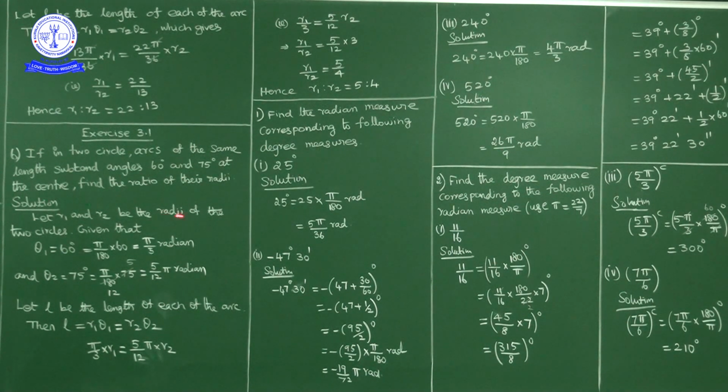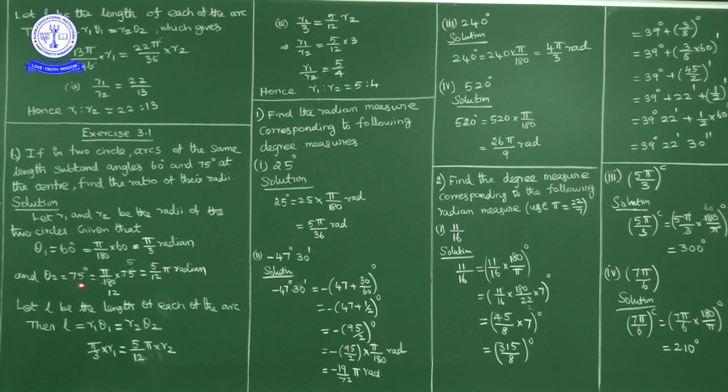Let R1 and R2 be the radii of the two circles. Theta 1 is given in terms of degrees, we have to convert it in terms of radians, because in the formula L is equal to R theta, theta is in radians. Theta 1 is 60 degrees, which is nothing but pi by 3 radians. These are basic things you have to know. 60 degrees is equal to pi by 3 radians, because 180 degrees is equal to pi radians; divide both sides by 3.